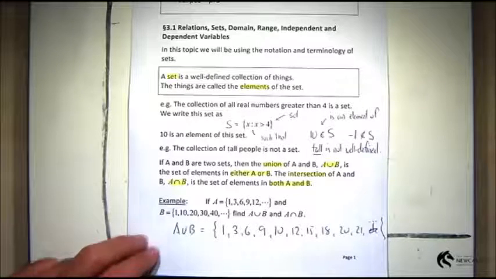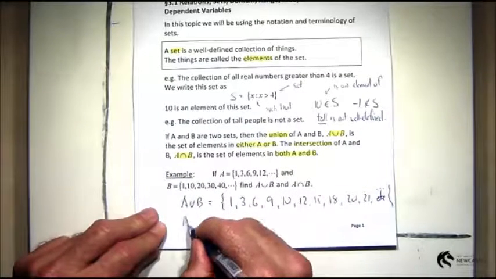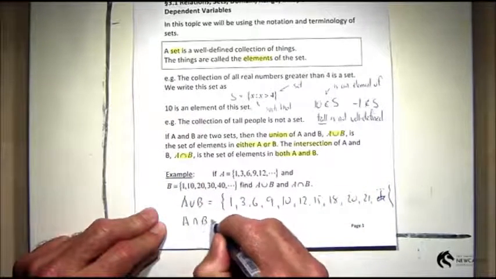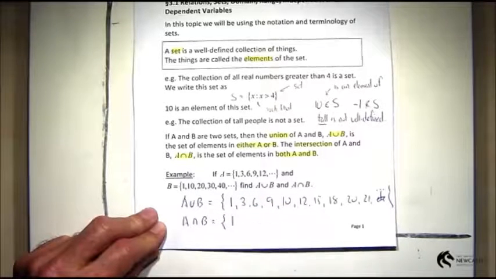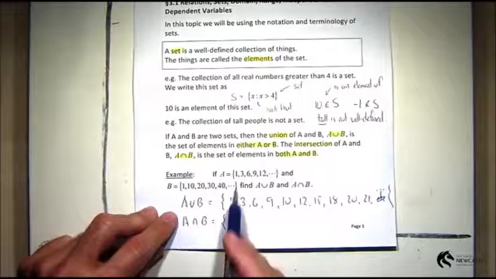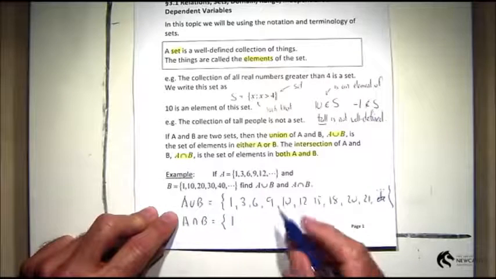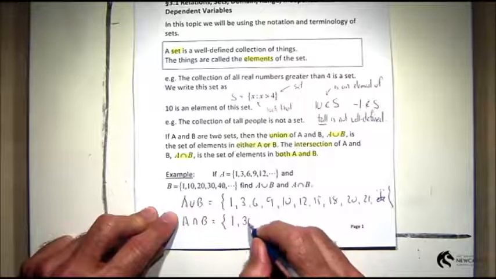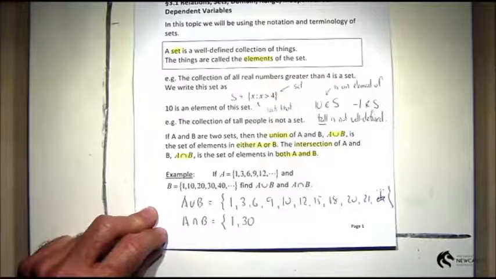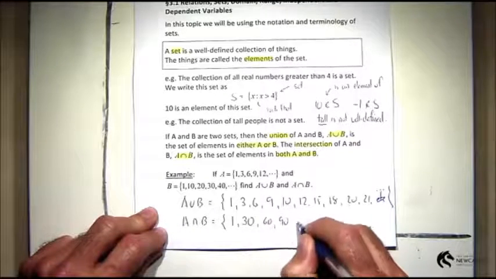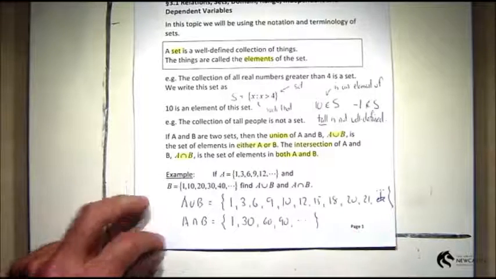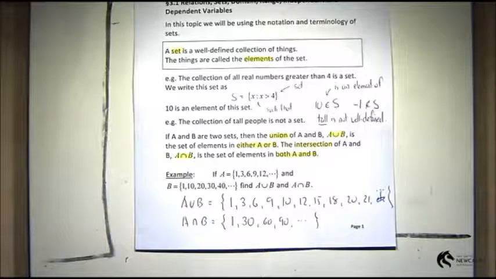The intersection of those two sets, A intersection B, you can see here that 1 is in both sets, so that's in there. 3, 6, none of those are. The next one would be 30, a number that's a multiple of 3 and a multiple of 10. So I guess 60 would be in there, 90, dot, dot, dot. That would be the elements that are in both A and B.